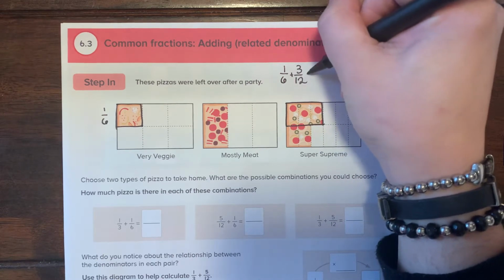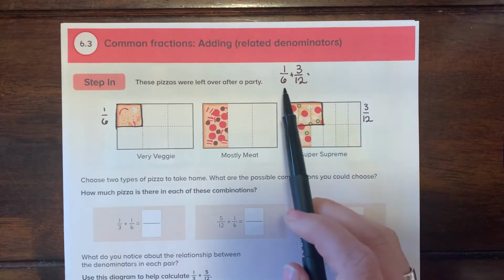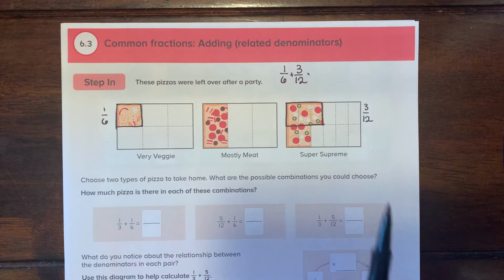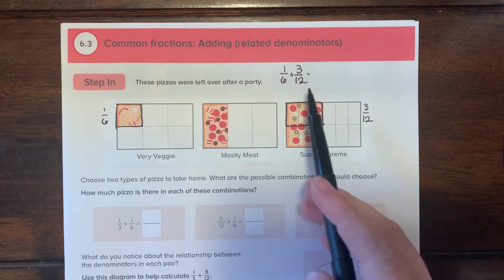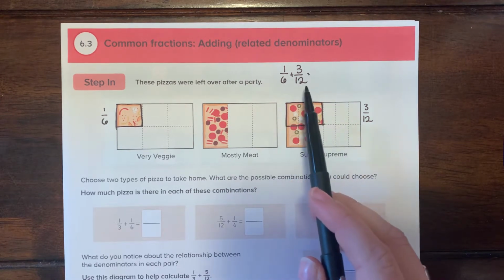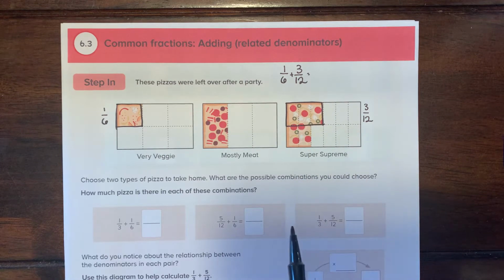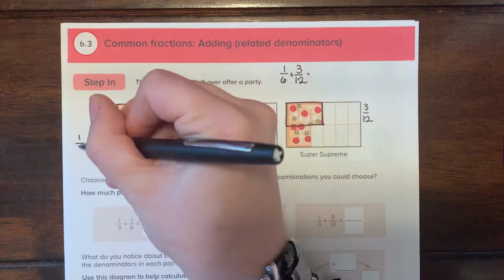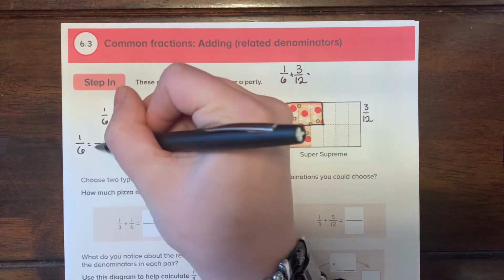All right, so what's our first step? Well, we know that we can't add these 2 denominators together because whenever we're adding fractions, the denominator always stays the same. So we need to get these to be the same. I'm going to take 1/6 and make it into 12ths so that I can add them together. So we'll take 1/6 and we'll put a little 12 here.